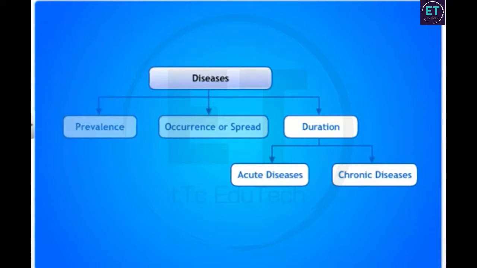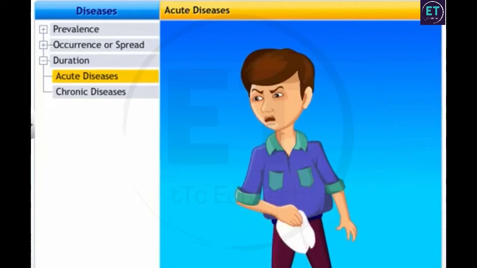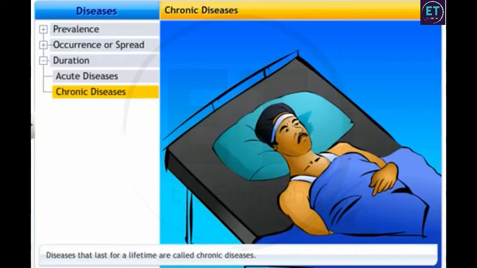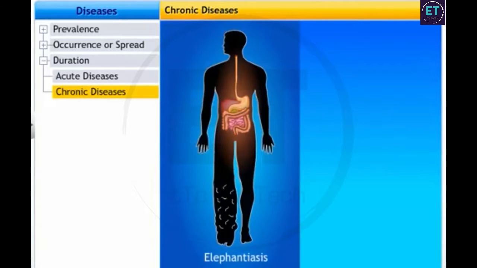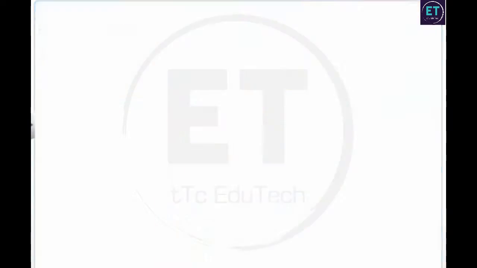Here's the classification of diseases based on duration. Diseases that last for a short period are called acute diseases. The common cold that lasts for a few days is an example. Diseases that last for a lifetime are called chronic diseases. Elephantitis and diabetes are examples.